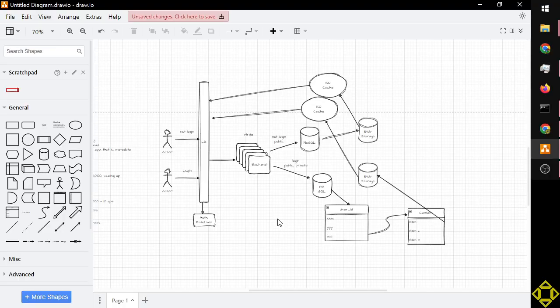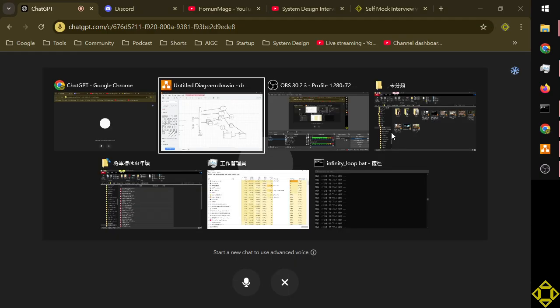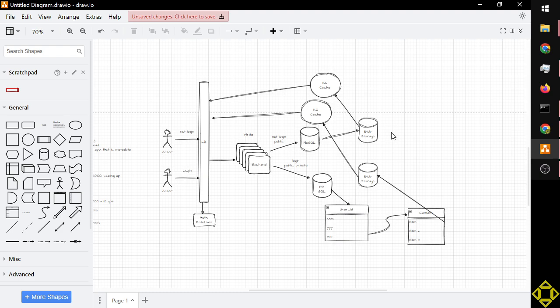Okay, first I need to ask, is this structure enough that we can discuss the next topic, or do we need to discuss this structure more? Keep going. Okay, so you mean that this structure is enough, right?